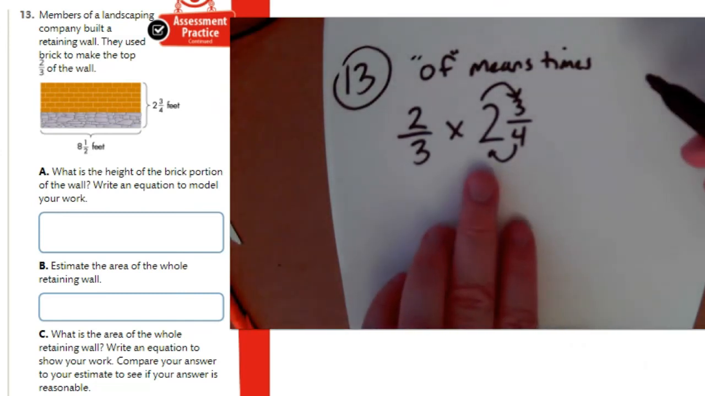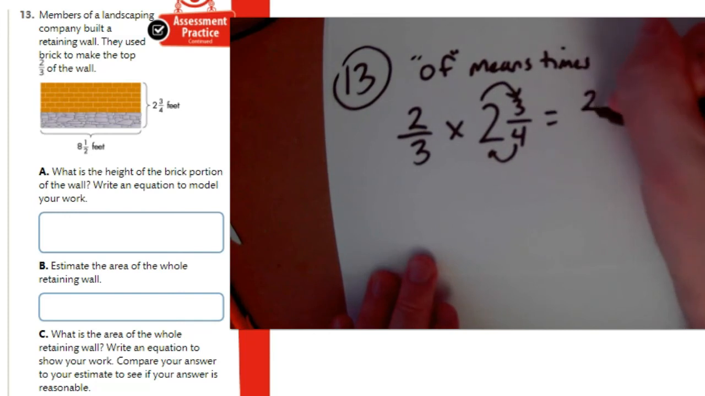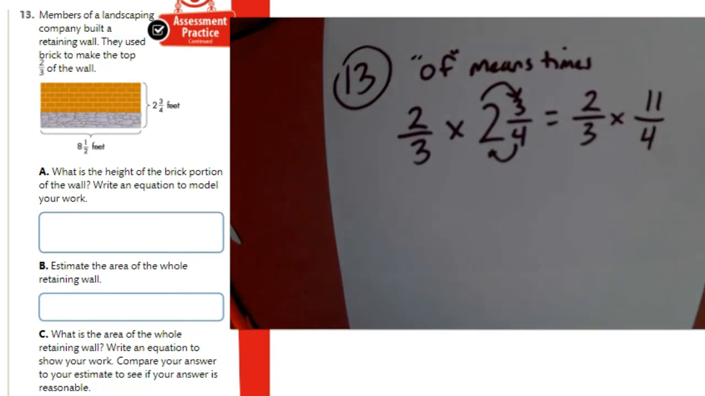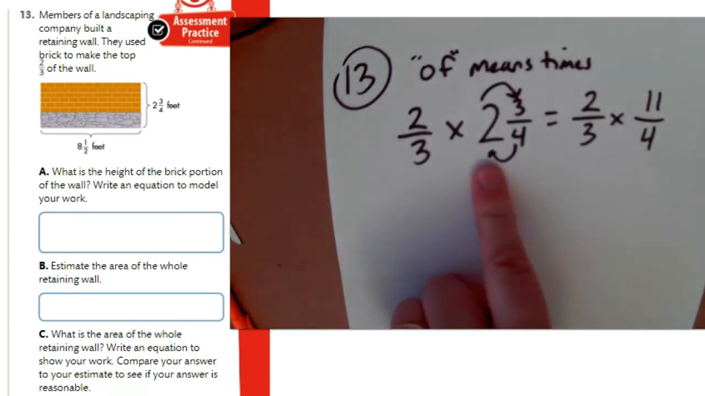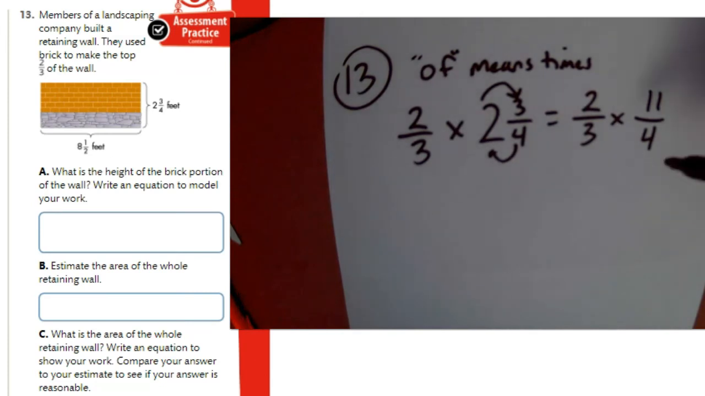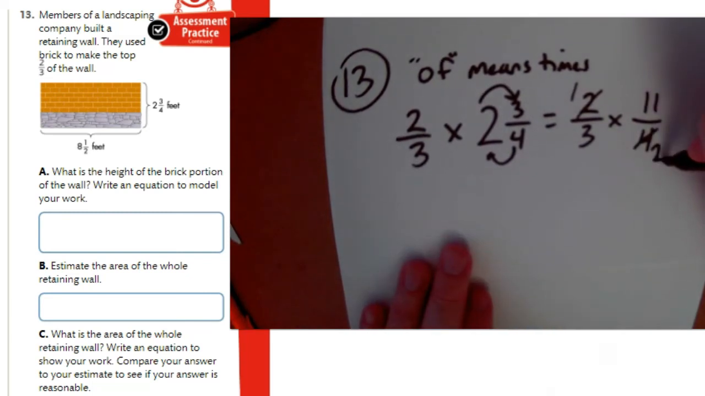So 4 times 2 is 8. 8 plus 3 is 11. This is really going to say 2/3 times 11/4, because 2 3/4 is equal to 11/4. So now I can cross-simplify if I can. I see a 2 and a 4. They have a common factor of 2. 2 divided by 2 is 1. 4 divided by 2 is not 1, but 2.